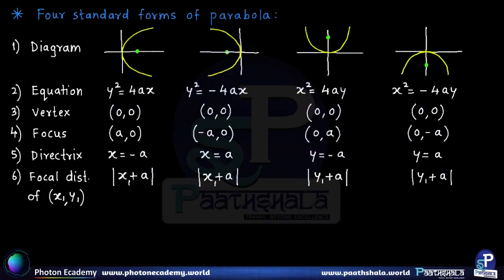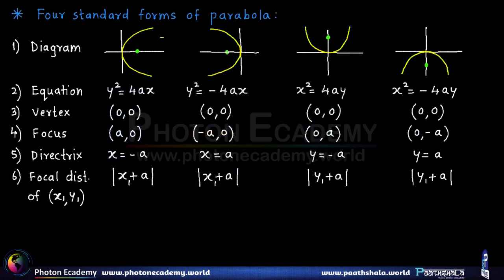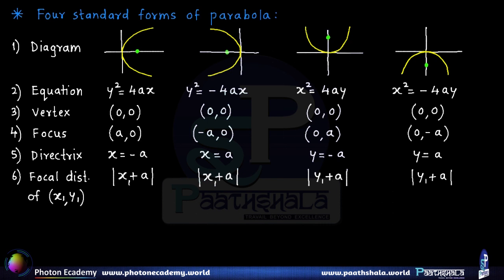Now here we see the summary of four standard forms of the parabola. As shown here, firstly we have the diagram of the four parabolas. You can see that the first one is the parabola that opens towards the right hand side. Then the other one is opening towards the left, and the third one opens upwards, and the last one opens downwards. Okay, so these are the four important configurations or orientations of the parabola.